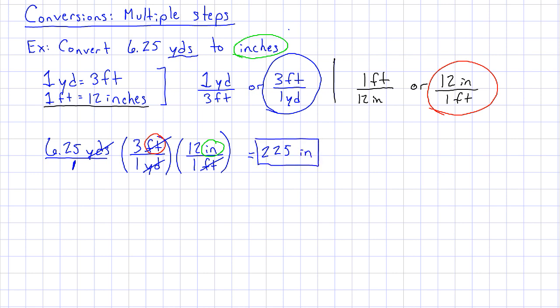I do want to just emphasize that when we are multiplying 6.25 first by the 3 over 1 and then by the 12 over 1, both of those fractions equal 1. 12 inches equals 1 foot. So when I divide 12 inches by 1 foot, it's still 1. So I am multiplying 6.25 by 1 in order to change its form without changing its value. And this we do a lot in mathematics.